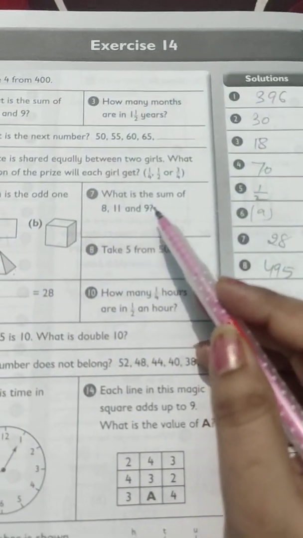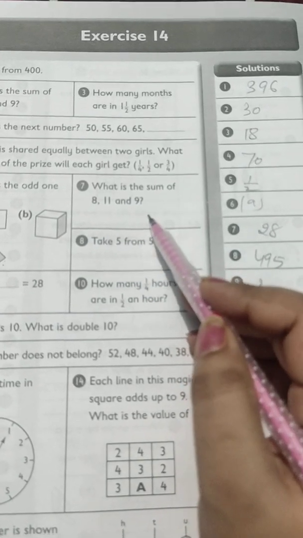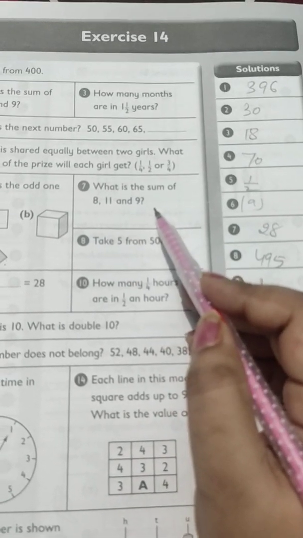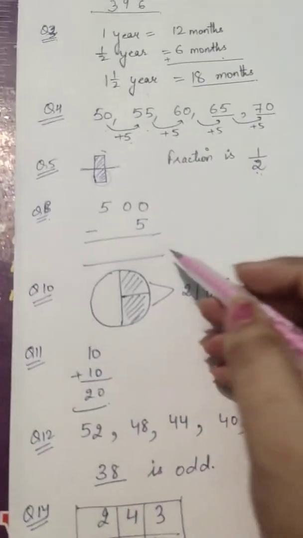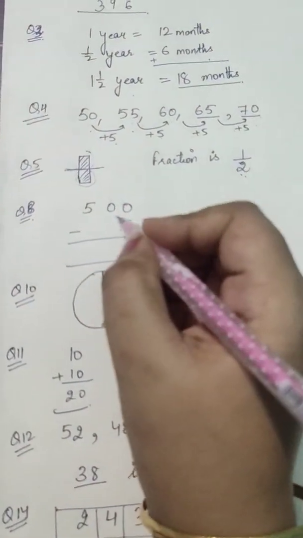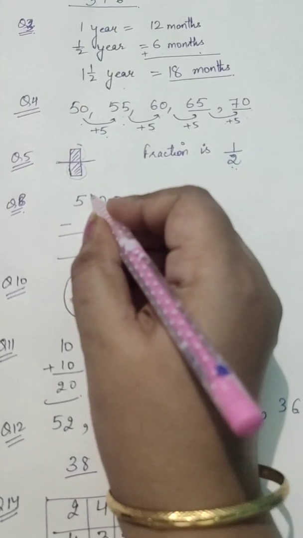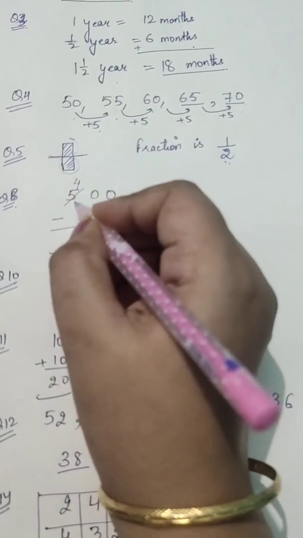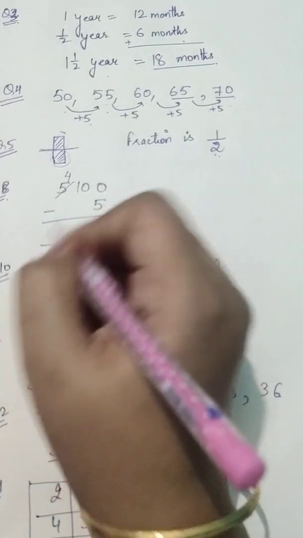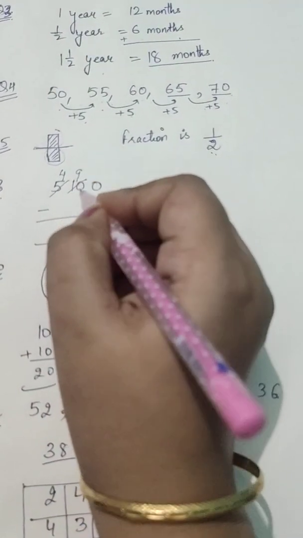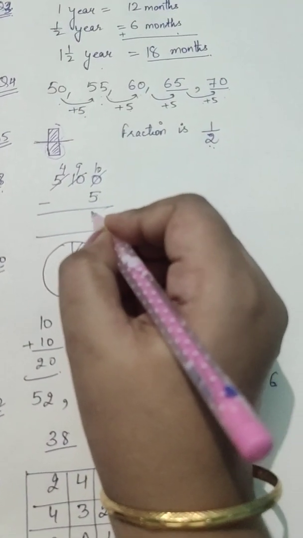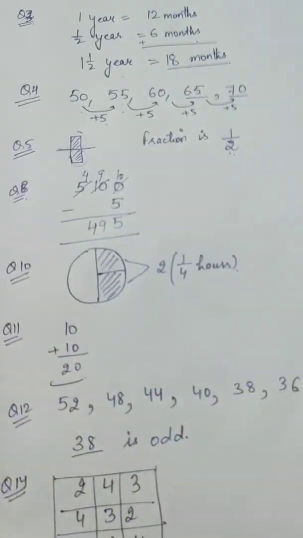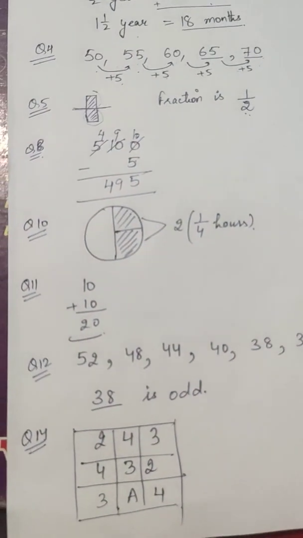Next is your question number 7. What is the sum of 8, 10 and 8, 11 and 9? You will add all these and you will get answer 28. Next is your question number 8, that you have to take 5 from 500. So as explained to you earlier, you have to take the borrow from here. So here it will be 4, this will become 10. So 10 will become 9 when we take the borrow from it, and the answer that we will be getting will be 495.